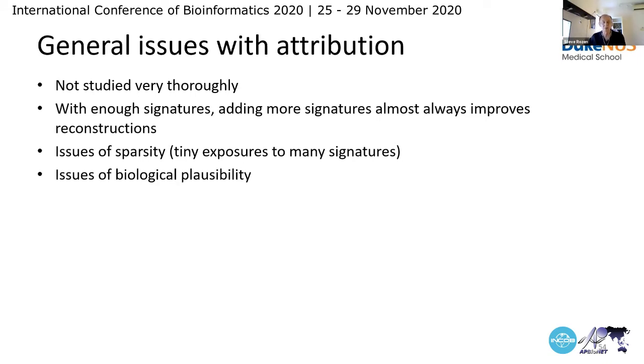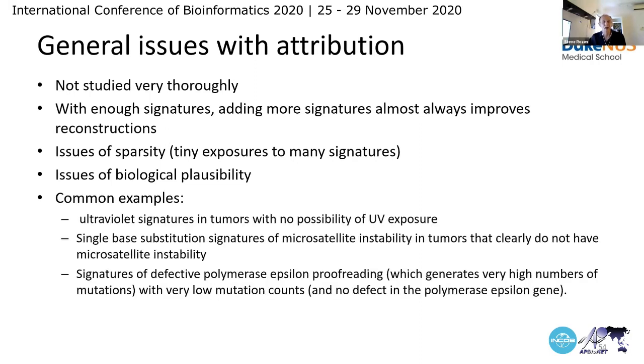So you see the signature of UV radiation in brain tumors, or you see the signature of tobacco exposure in the lungs, in leukemias, for example. So these are some of those examples of biological plausibility or implausibility.